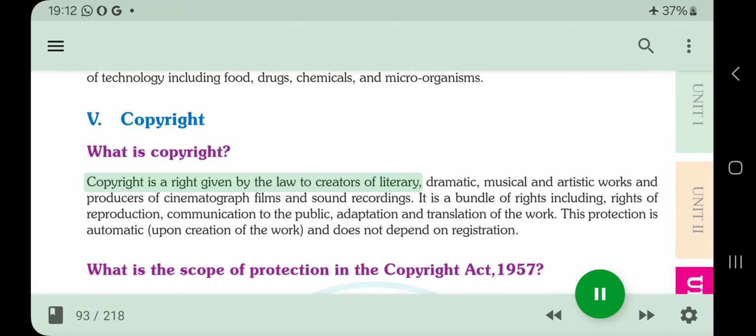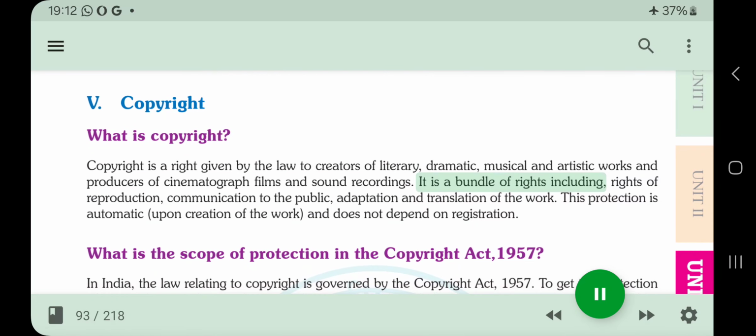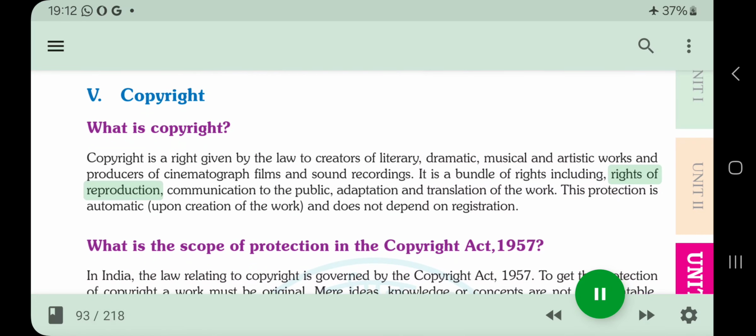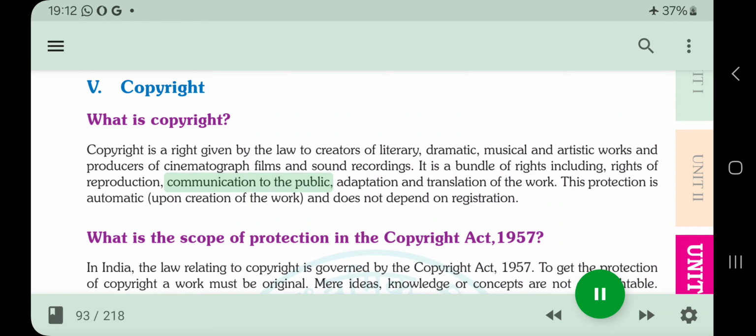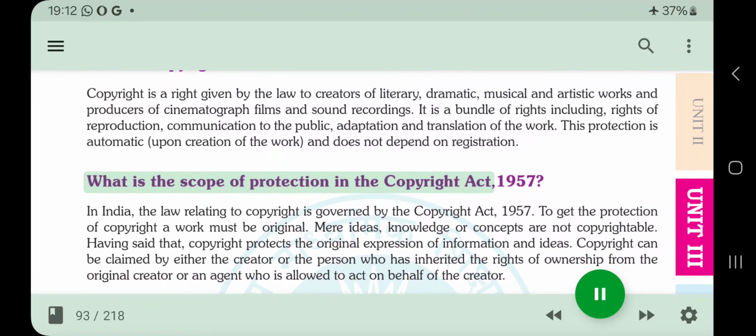Copyright is a right given by the law to creators of literary, dramatic, musical and artistic works and producers of cinematograph films and sound recordings. It is a bundle of rights including rights of reproduction, communication to the public, adaptation and translation of the work. This protection is automatic upon creation of the work and does not depend on registration. What is the scope of protection in the Copyright Act, 1957?